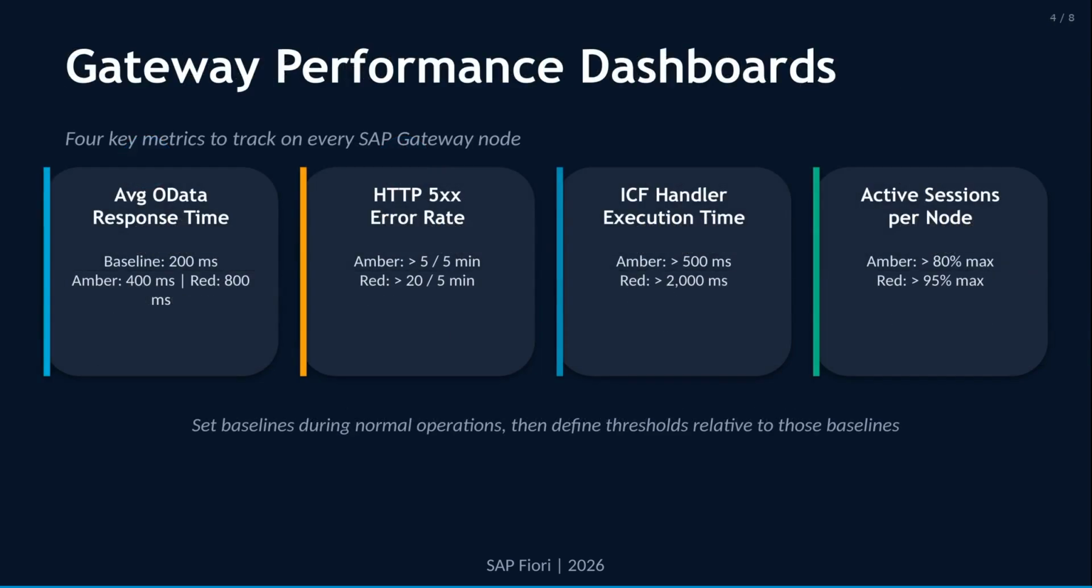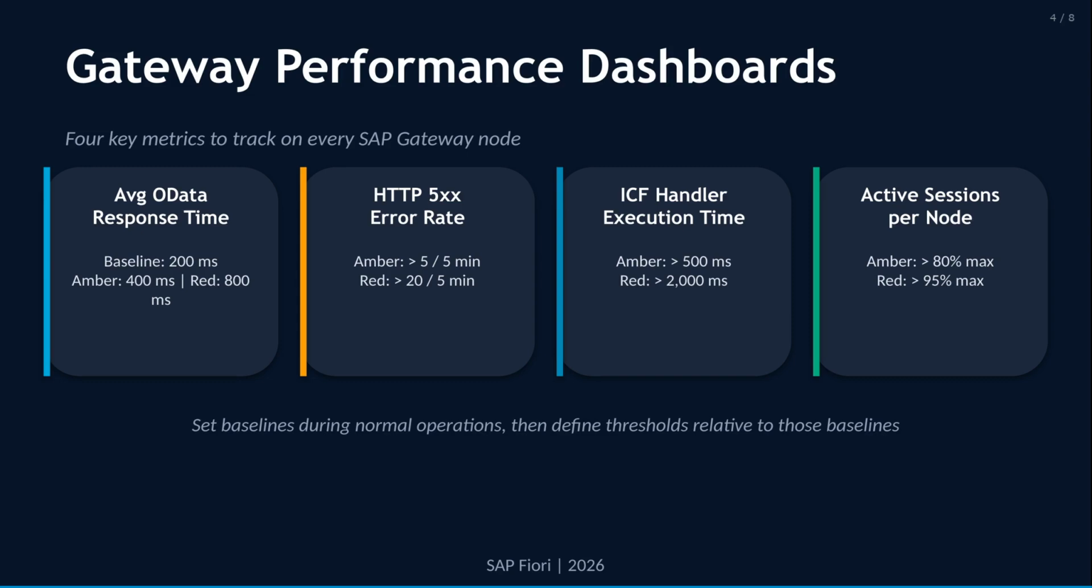Inside FRUN, you will build dashboards focused on the SAP Gateway layer, because that is where most Fiori performance issues surface first. Key metrics to track include average OData response time broken out by service name, the error rate for HTTP 500 responses, ICF handler execution time, and the number of active sessions per gateway node.